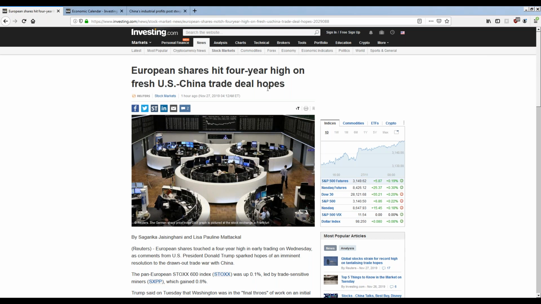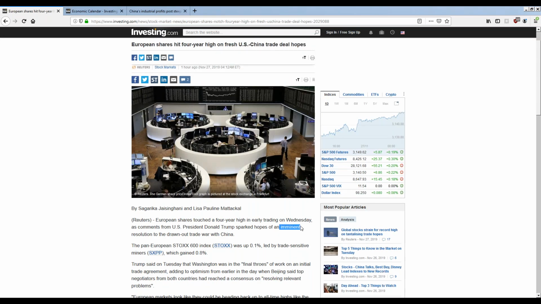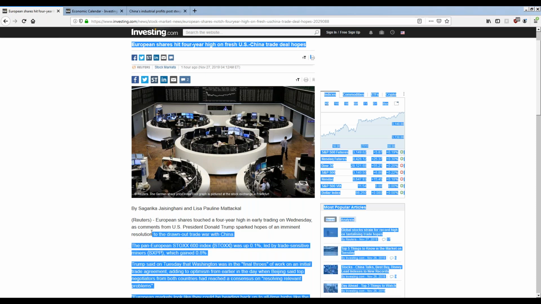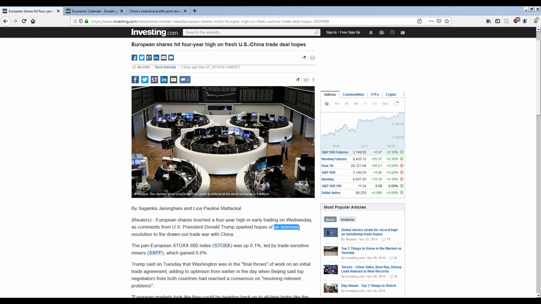Okay, again today, same as yesterday, there's more news leaking out again that they're close to a deal. They're very close to a deal. You look at the words they're using now: imminent resolution to draw down the trade war with China. Imminent. That means there could be a deal at any time.